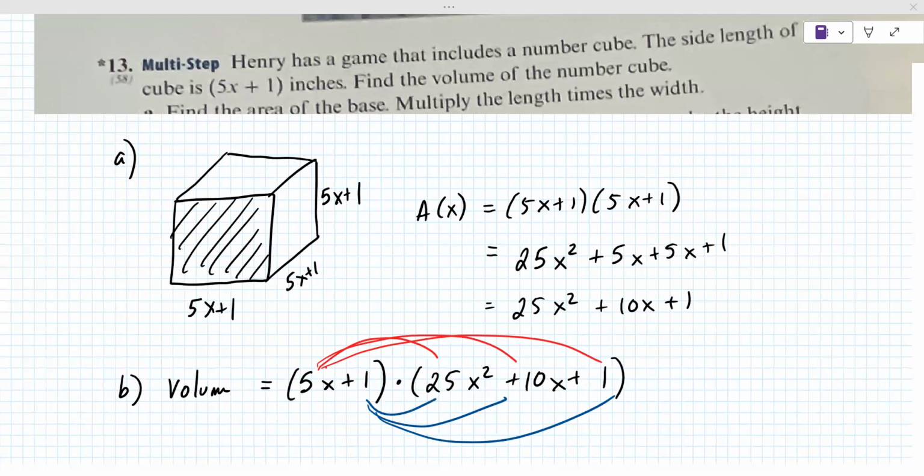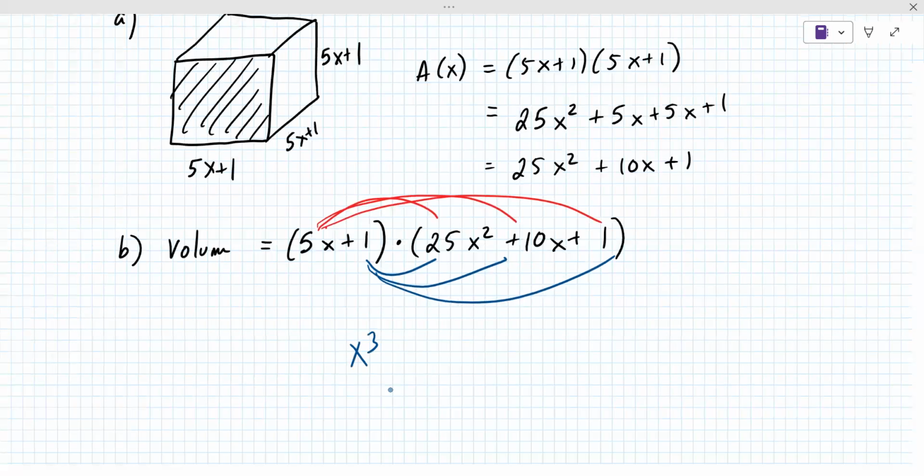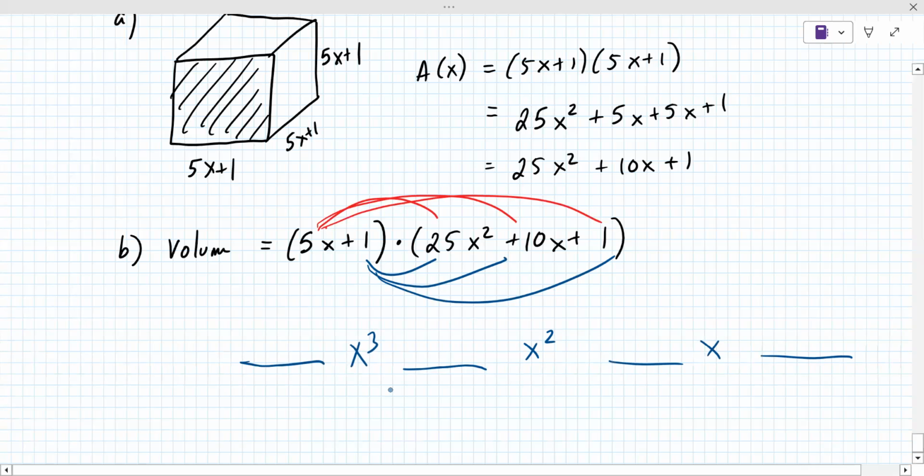125x squared. Then we just add any like terms. Well, you should have an x cubed term. Then you should have an x squared term and an x term. So there's a constant, and then a number here. When you're all done, when you combine everything.